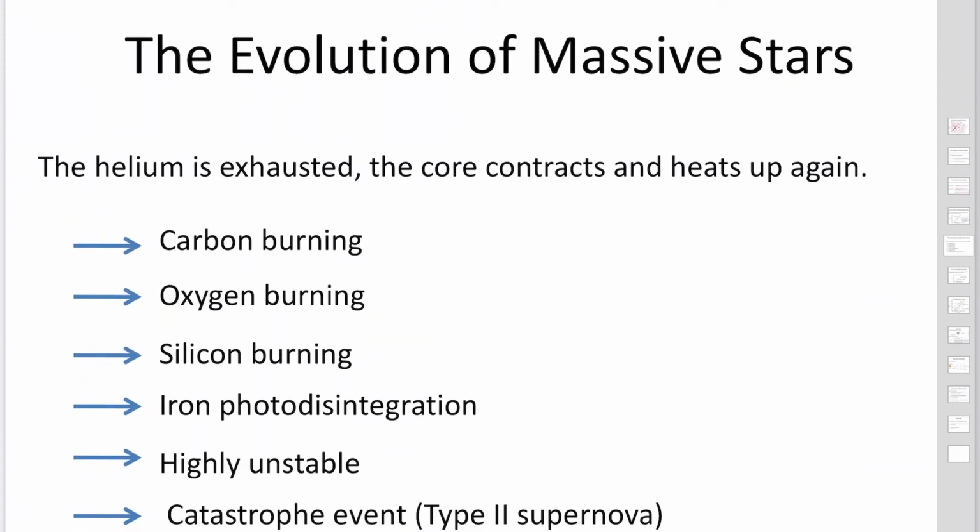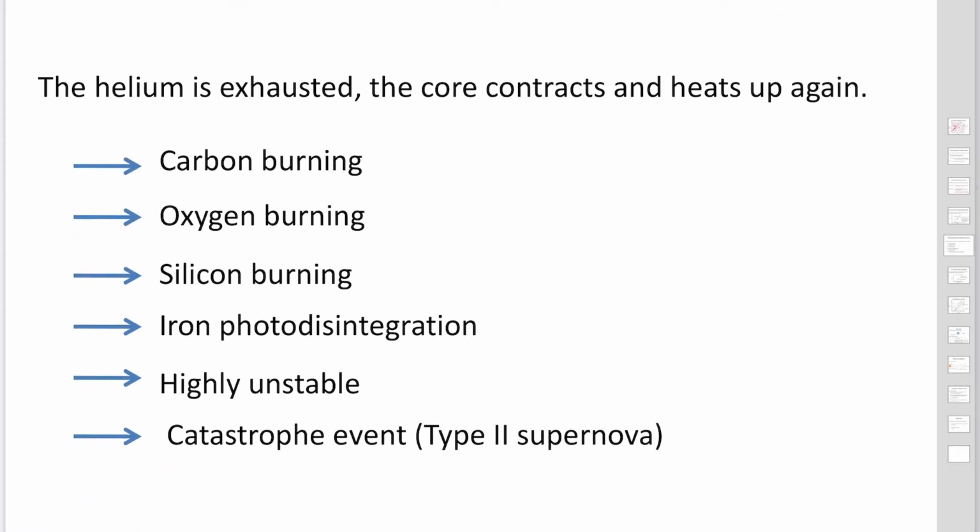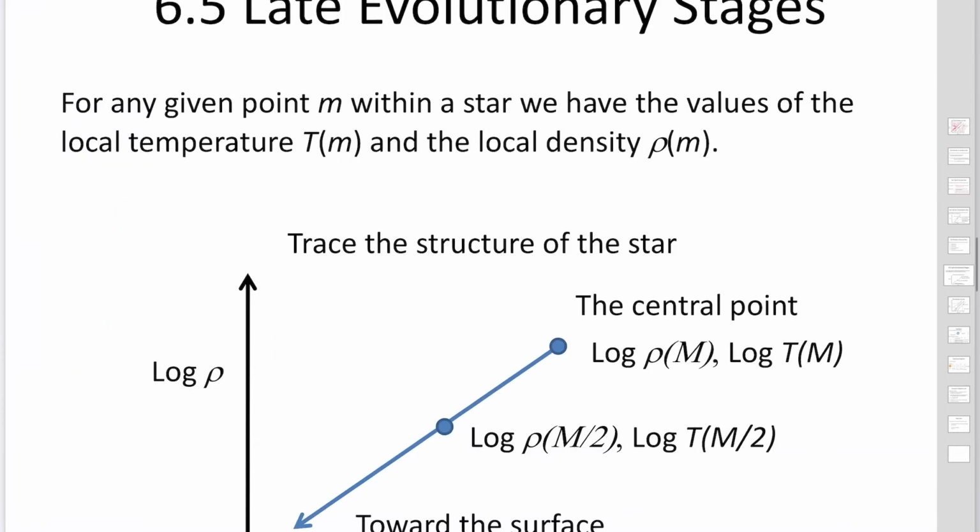So, evolution of the massive stars. Helium is exhausted. The core contracts and heats up again. And the carbon burns, the oxygen burns. A series of nuclear reactions is happening at the center of massive stars. Silicon burning. And iron photodisintegration is happening, because iron is the most stable element in the universe. Then iron photodisintegration consumes a huge amount of energy. This is highly unstable. Then the central region collapses at the center. It ends up with a catastrophic event, a type 2 supernova explosion.